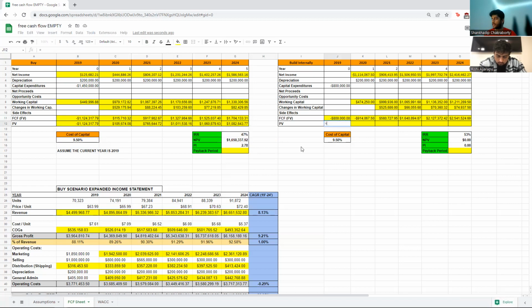Now let's do the same exact thing. Future value divided by 1 plus your cost of capital to the power of what's up top minus 2019.